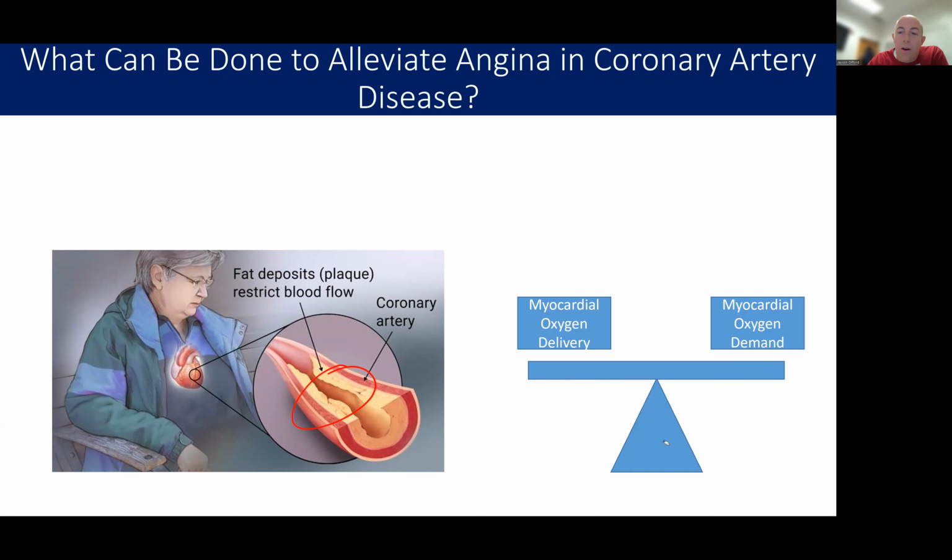Now, you can also restore balance by improving oxygen delivery. And that can come by putting in a stent or a bypass. Let's talk about a bypass. So in a bypass, let's say your clot is right here. You can put in a vein or an artery to go around that clot to restore the blood flow. And now you can increase oxygen delivery and improve your oxygen deficit so you don't get as much chest pain during exercise.